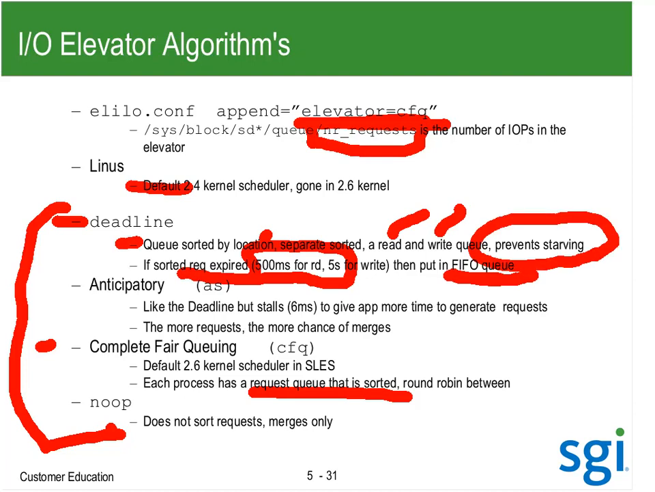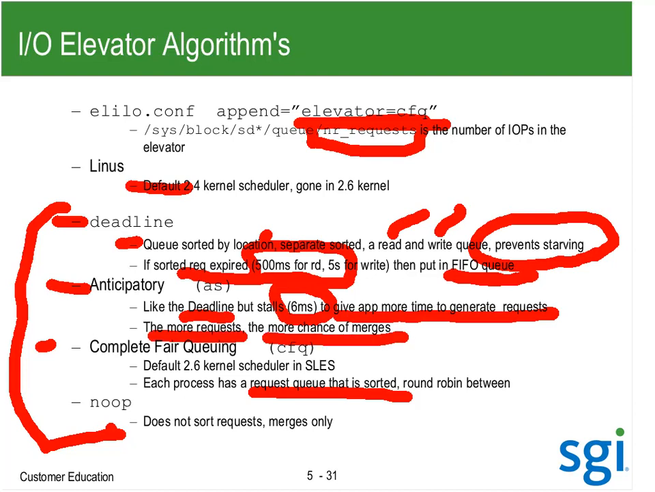There's also an anticipatory scheduler. It's still the deadline scheduler, but it stalls. Again, the documentation from Robert Love, Linux kernel development, says 6 milliseconds, but I can't confirm that. If I stall, and we do have delayed allocation going on here too, this gives the application more time to generate requests. The more requests generated, the more chance of merges. The algorithm that we are using nowadays, though, at SGI, we're turning it off and going to a no-op. We're letting the RAID controller do that.